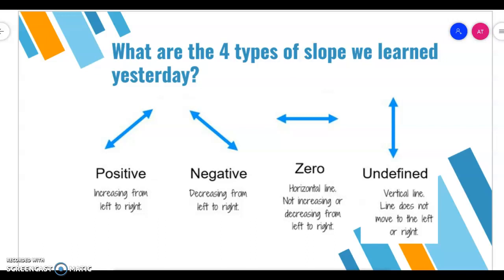And the biggest curse word in math, undefined, according to Mr. Slope Man, which is a vertical line going straight up and down. It doesn't move left or right. So, as we go through these, remember those 4 types when we're looking at graphs.